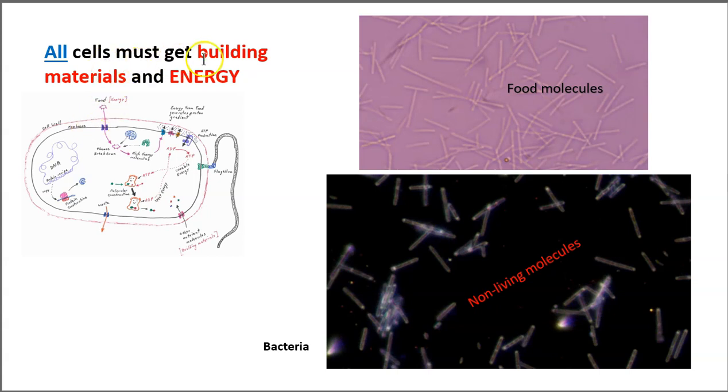Now, all cells must get building materials and energy from their environment. For bacteria, they're the smallest, simplest kind of cell. They are literally importing molecules. So that's what they eat, molecules. And you'll recall, the cell is alive, but of course the food that bacteria are eating, these would be non-living molecules.